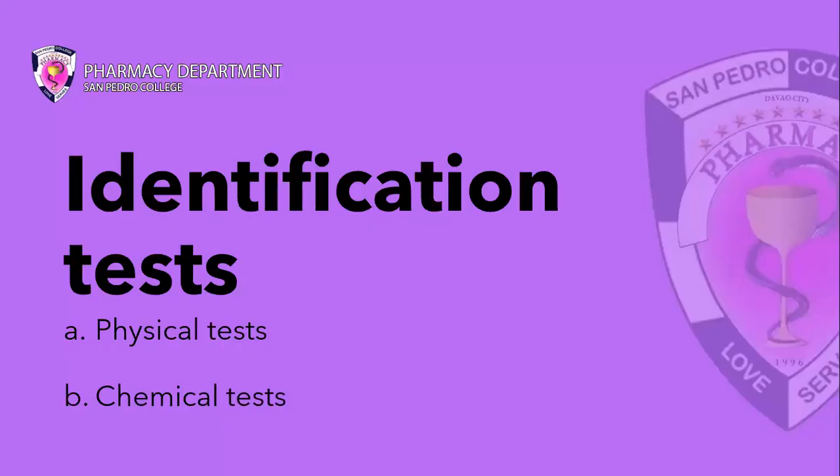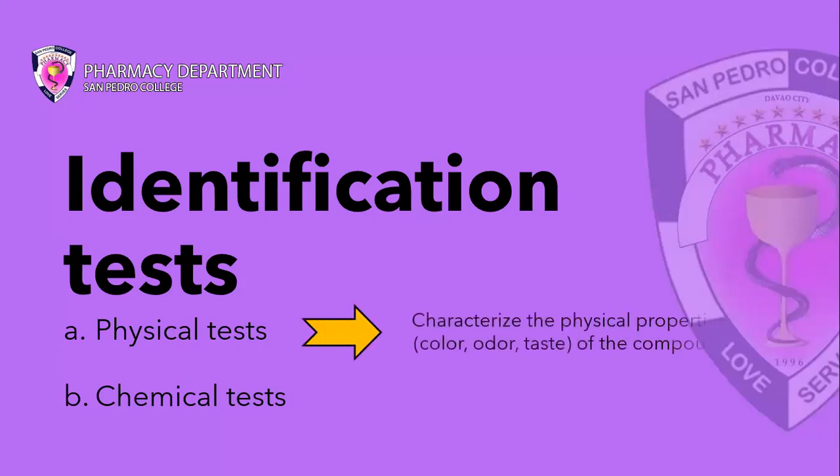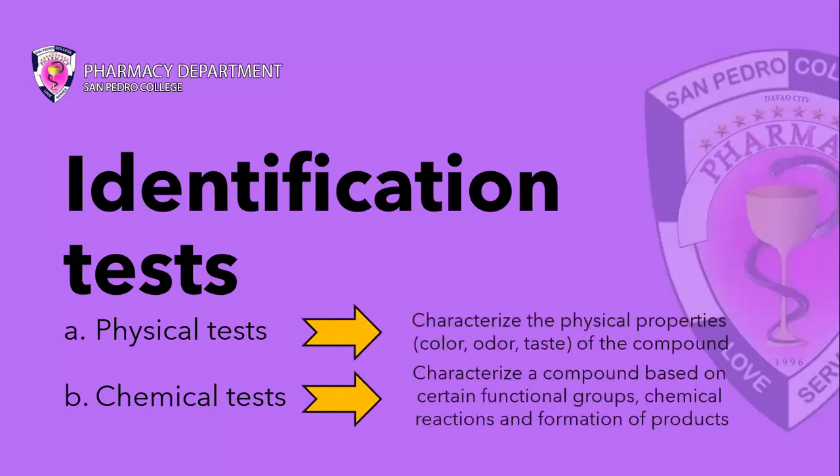So identification tests, once again, we performed physical and chemical tests. So ang physical tests, it is used to characterize the physical properties of the compound. And for chemical tests, this is used to characterize a compound based on certain functional groups, chemical reactions, and the formation of products.